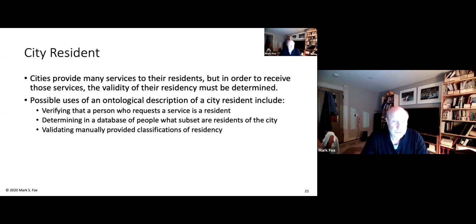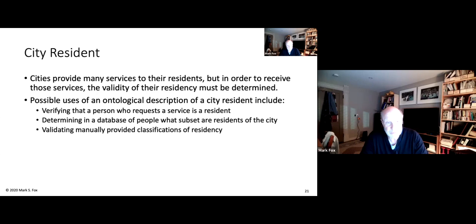Possible uses of an ontological description of a city resident can include verifying that a person who requests a service is a resident. That means that if we have a definition of a city resident in our ontology, then we can use it to verify that a person is a resident. We can also use that definition of city resident to determine in a database of people what subset are residents of the city. So we can actually go through the database and determine who is a resident of the city.